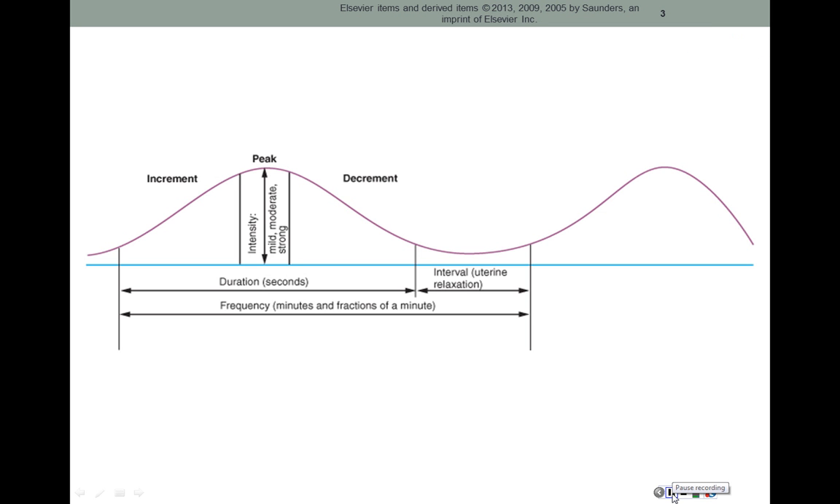And everyone's seen this on TV. The first thing they ask you is how far apart are your contractions? Because at first the contractions are going to be fairly far apart. But as we get closer and closer to birth, the interval between the contractions is going to get shorter and shorter and shorter until there's no interval at all. We are just contracting to get the baby out.